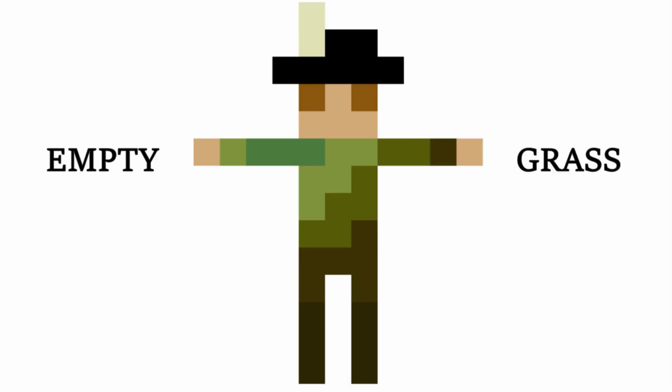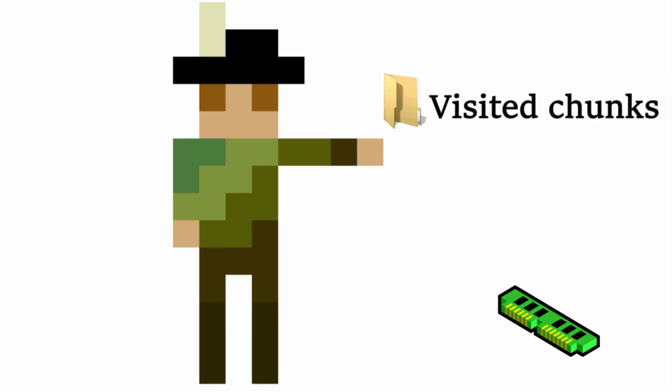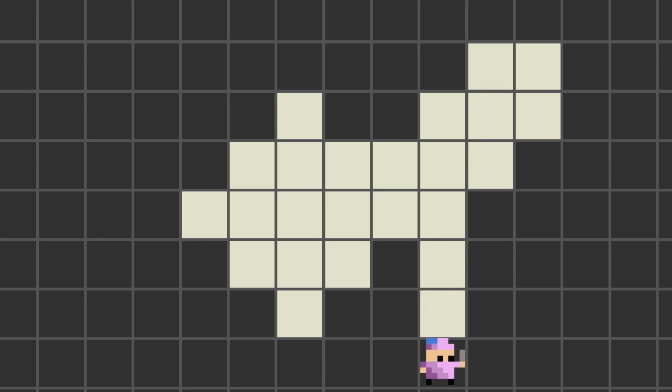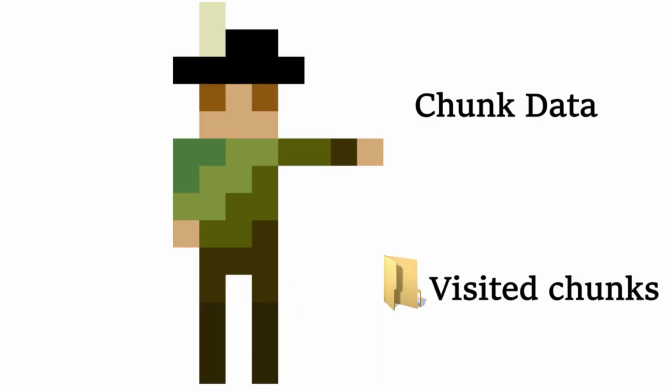So far, we will be working with just 2 types of tiles, because I'm lazy and didn't make more. They are the empty and grass tiles. Upon starting the game, we would load all previously visited chunks into memory. During the game, if the player steps into unvisited territory, we would have to generate that chunk and mark it as visited. Upon closing the game, we would store the new visited chunks back into the computer.